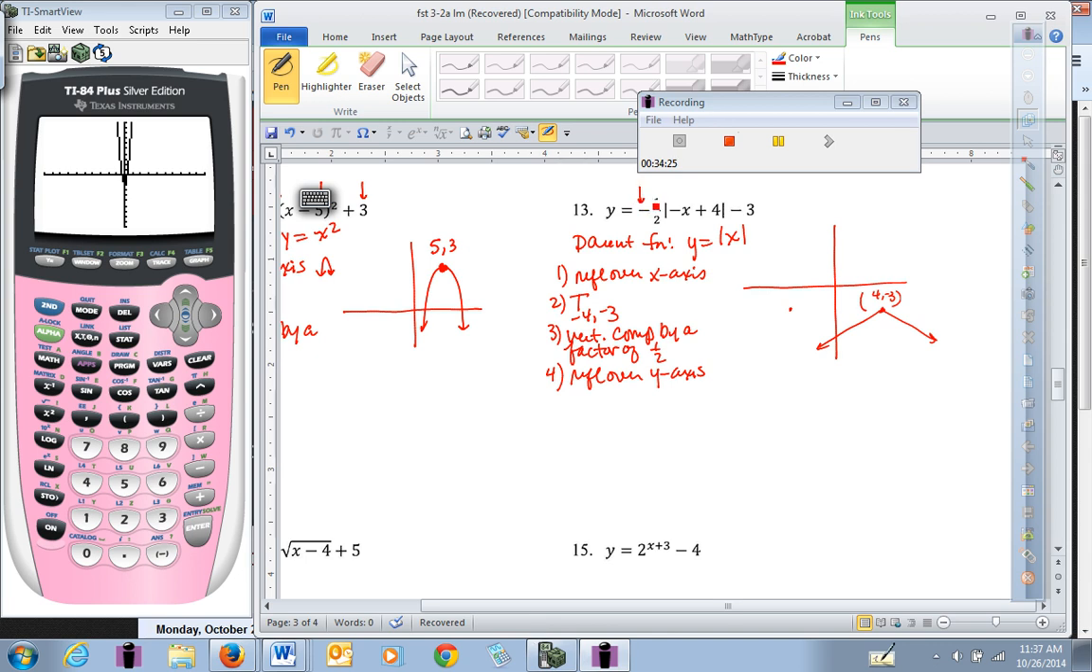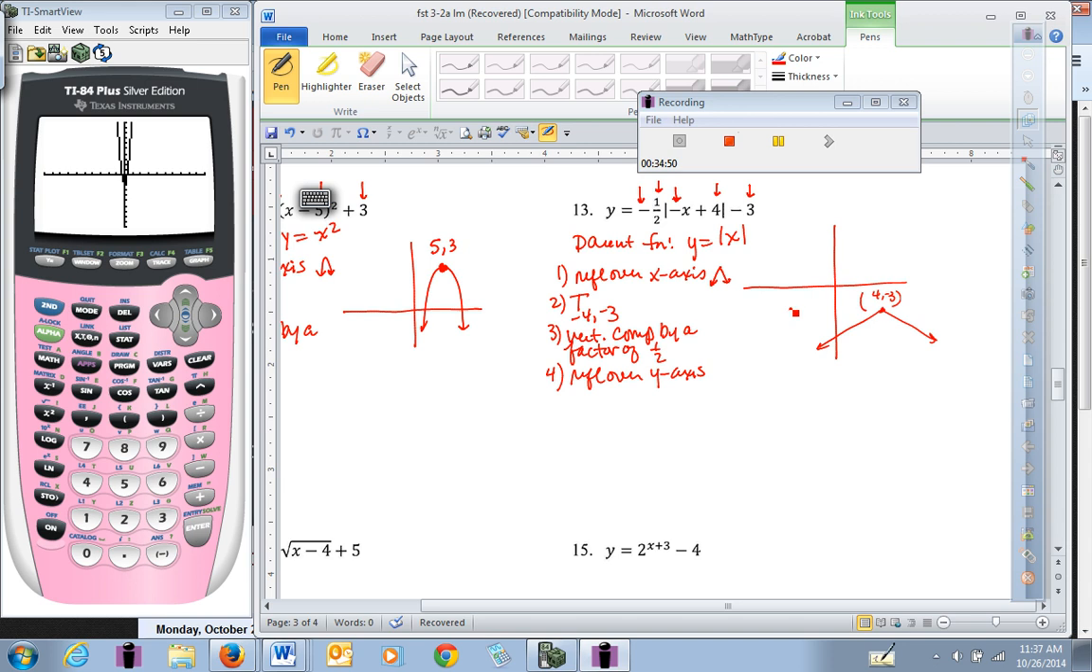Number 13, the parent function was the absolute value of x, and so this one had a reflection over the x-axis right here. It had the translation of 4, which was inside the grouping symbol, so 4 to the left and down 3. Vertical compression by a factor of 1/2 because that number is outside the grouping symbol and it's a fraction, so that's outside, and a fraction would be vertically compressed. And then last but not least, we have this negative sign for reflection over the y-axis. So this just means that it's going to be the V-shaped graph opening down.